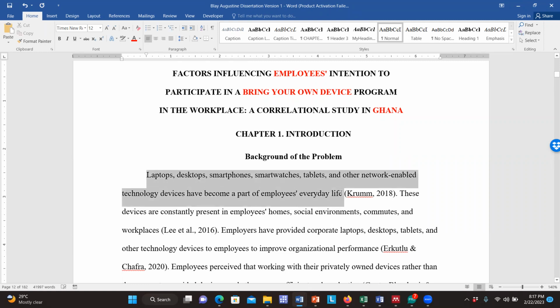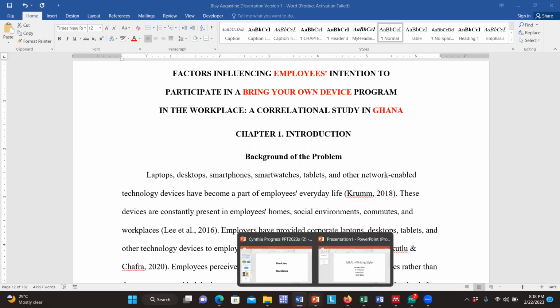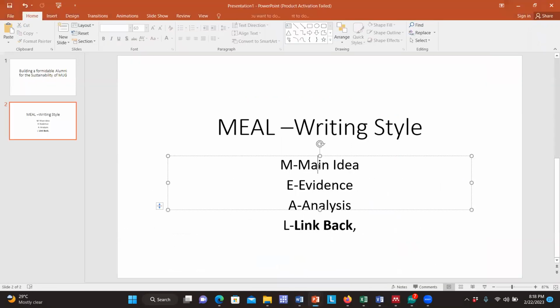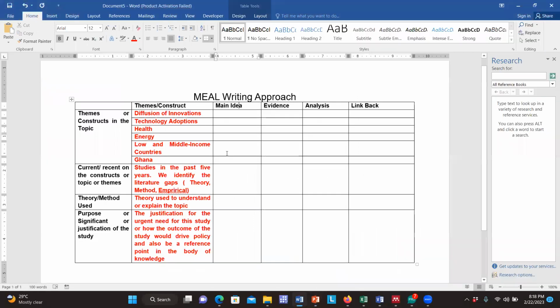Have you seen it? The next thing is what? Evidence. This is the evidence. Have you seen it? Okay. Hello. Yes, sir. I want to hear your voice. I'm not feeling you guys. Yeah, we are paying attention. Okay. So it's the meal we are talking about, right? Let's go back. This is the meal. Main idea, evidence, analysis, what? Link back, right? Okay. So this is for this guy's work.